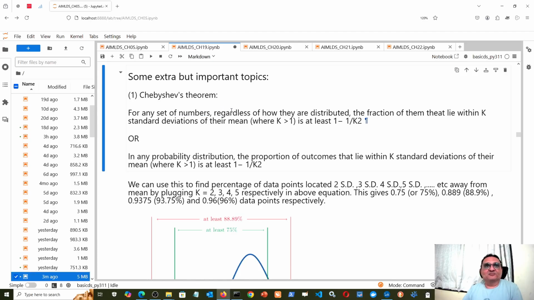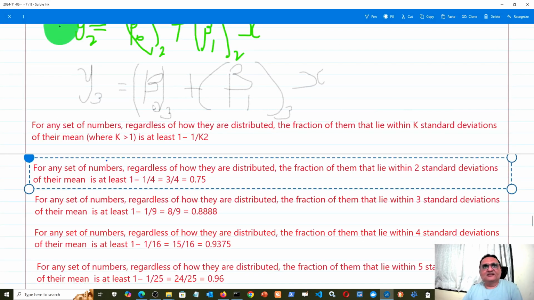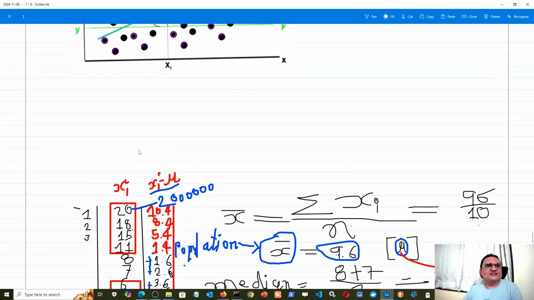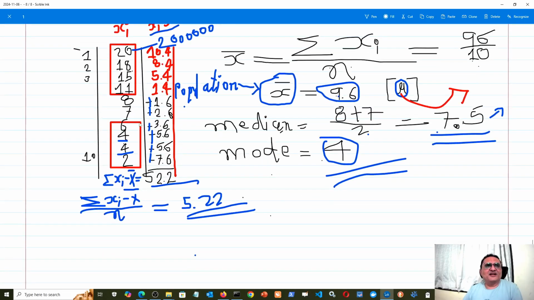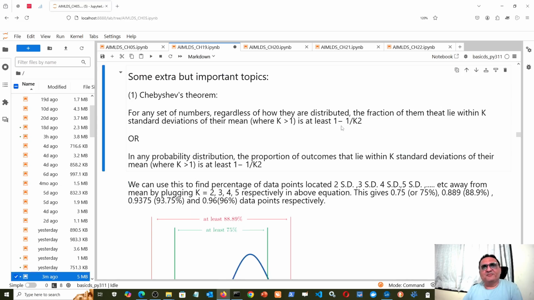So, for any set of numbers, and regardless of how they are distributed, now these two sentences are very important. So any set of numbers is my data set. For example, this was my data set earlier. We had seen this, okay, a collection of many numbers, right? So for any set of numbers, and irrespective of their distribution, may it be normal distribution, may it be non-normal distribution, may it be exponential distribution or logarithmic distribution, or maybe uniform distribution, or maybe it is say Poisson distribution, whatever.